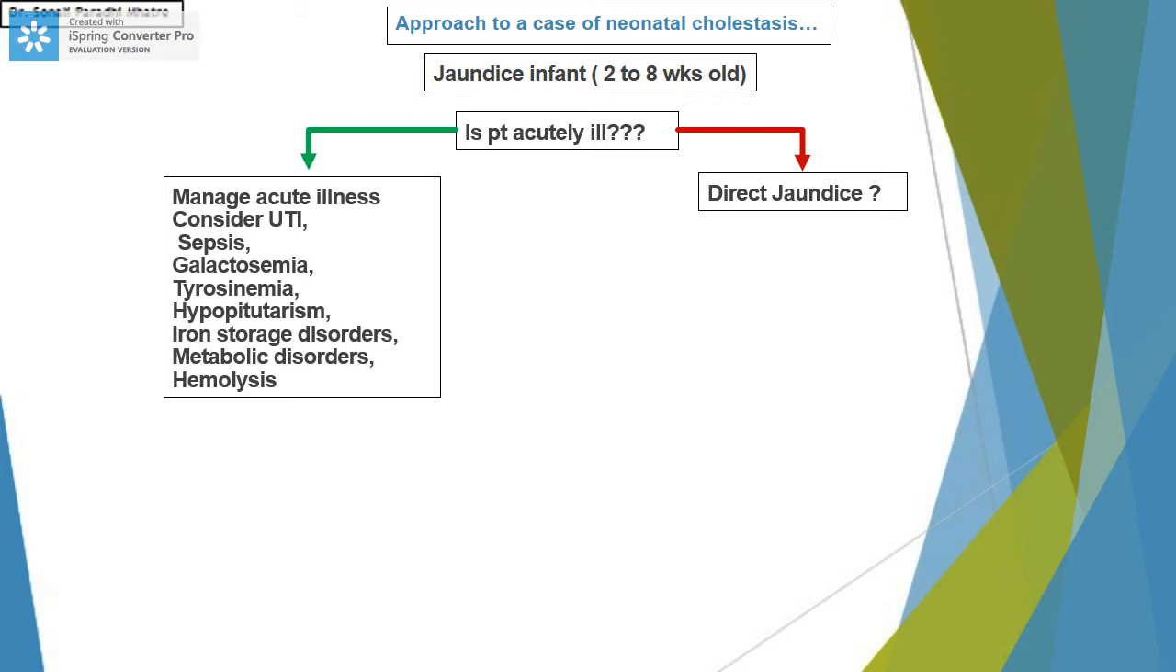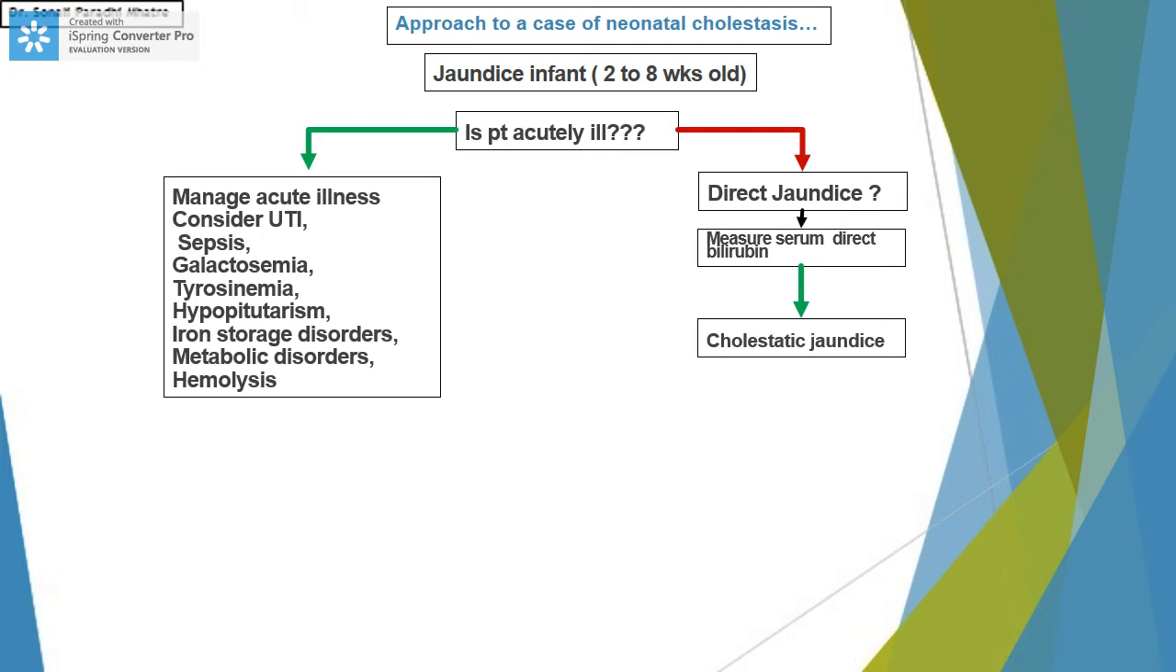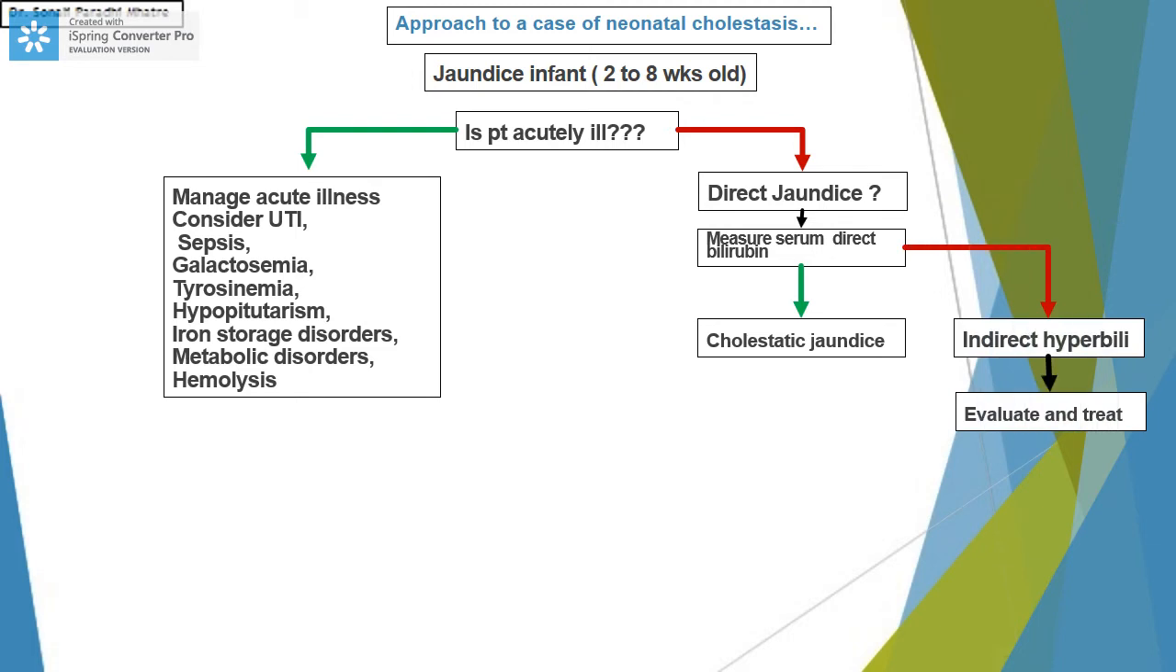Now my patient is not acutely ill. I need to confirm again whether it is a direct or indirect jaundice. So measure the serum direct bilirubin levels. Once we have confirmed that the serum direct bilirubin levels are more than 20% of the total serum bilirubin levels, then we come to the conclusion that yes, it is cholestatic jaundice. If no, then it is indirect hyperbilirubinemia. Evaluate and treat accordingly.